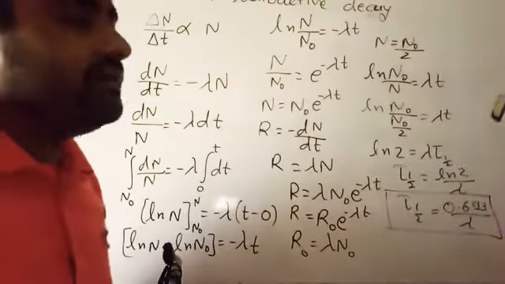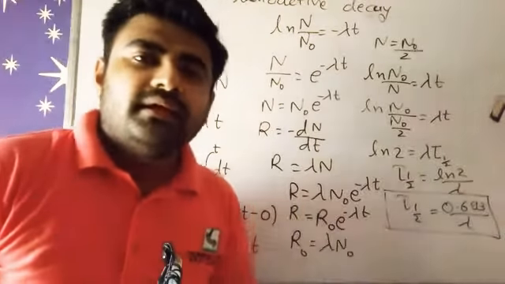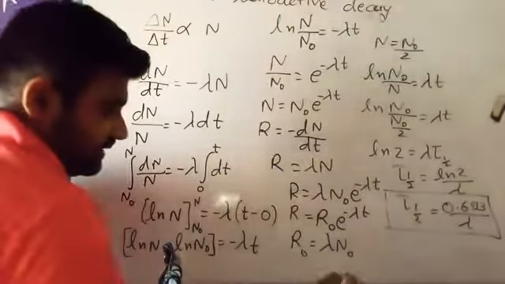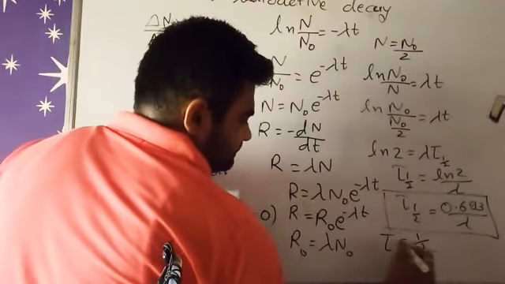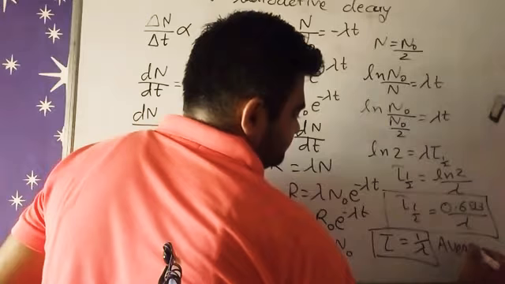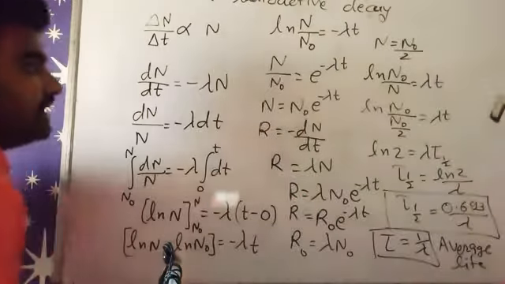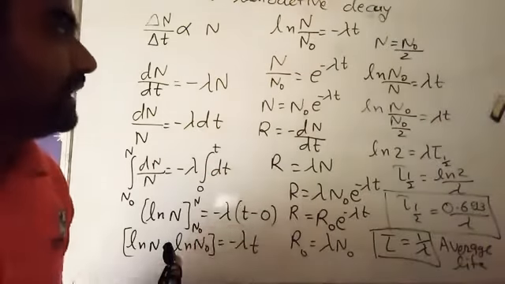Now the average life of a radioactive element. After so much differentiation and integration, it comes to the equation tau is equal to 1 upon lambda. So this equation is for average life, right? So it is the average life of our radioactive element.